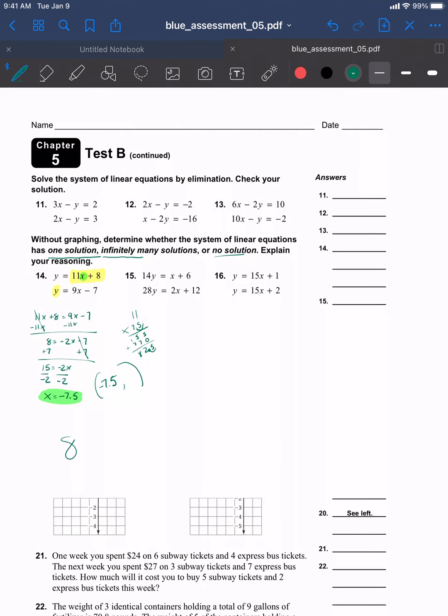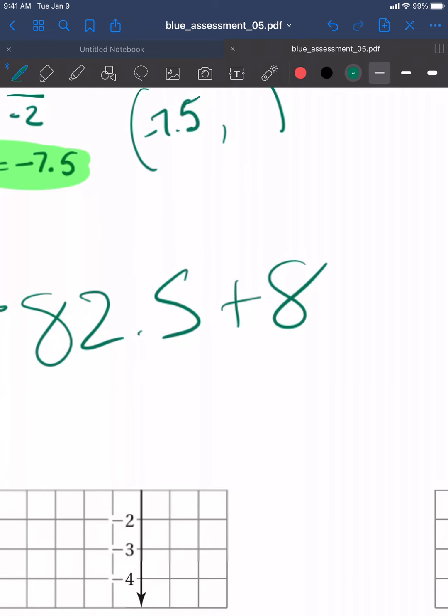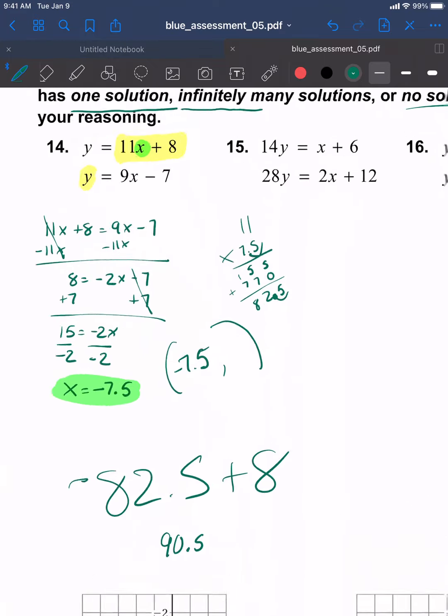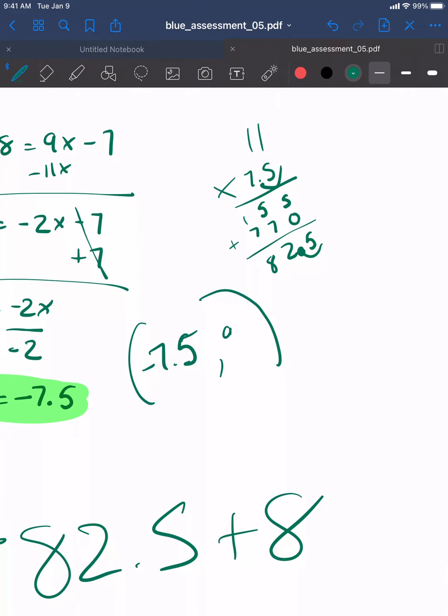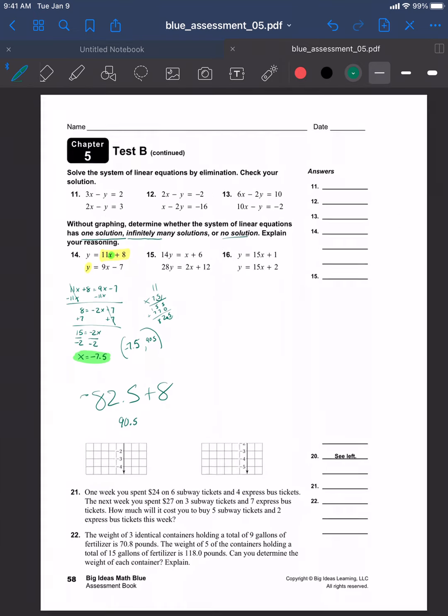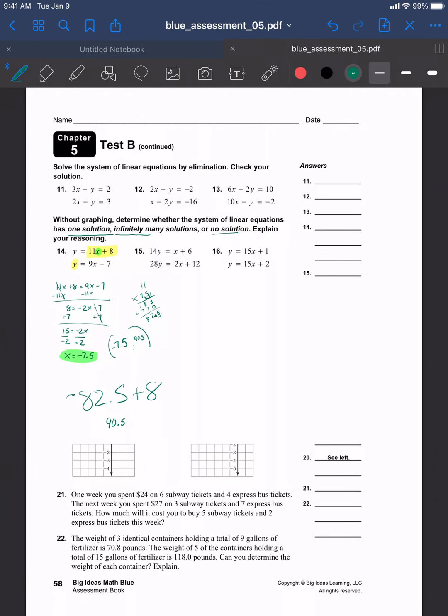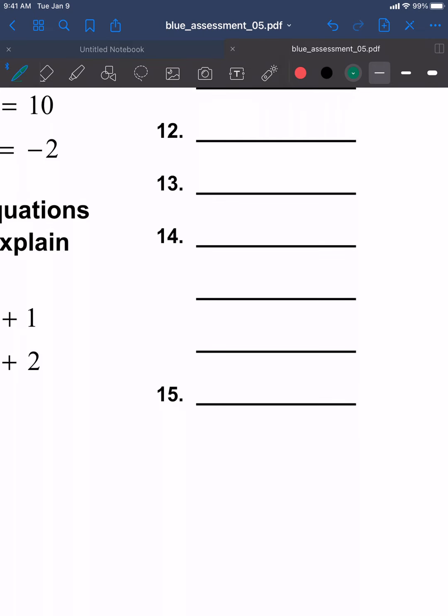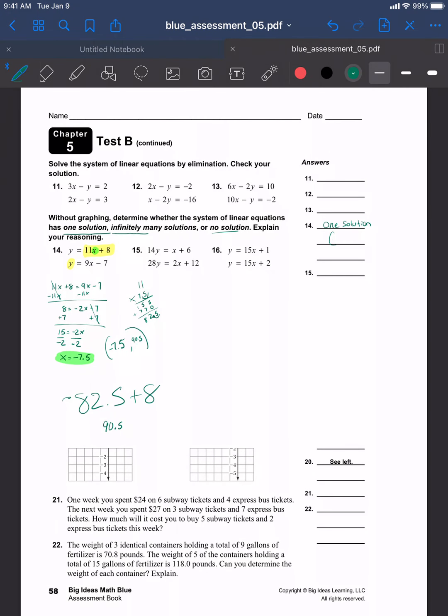Okay, so I've got 82.5 plus 8. What's 82.5 plus 8? 90.5? Yes. What is this final y? 90.5. Yuck. But the whole point was, is there a solution? Yes. So I would say on number 14, I'd say one solution. And the solution was negative 7.5, 90.5.